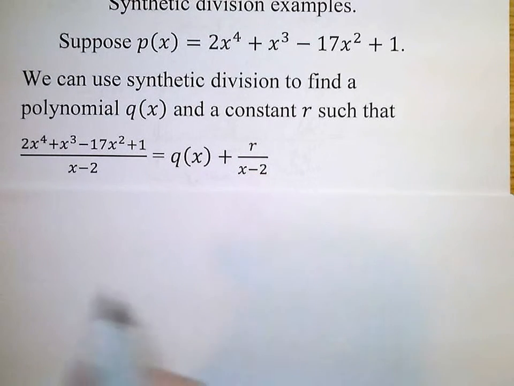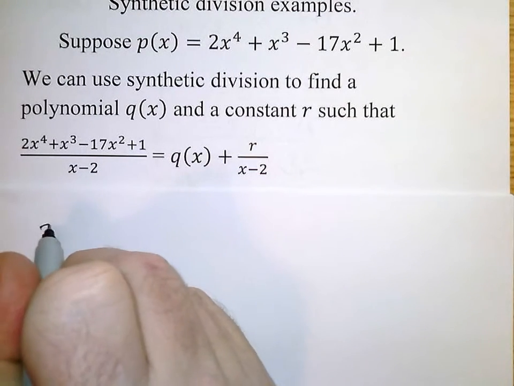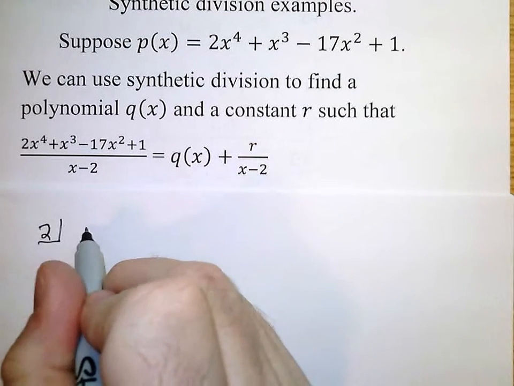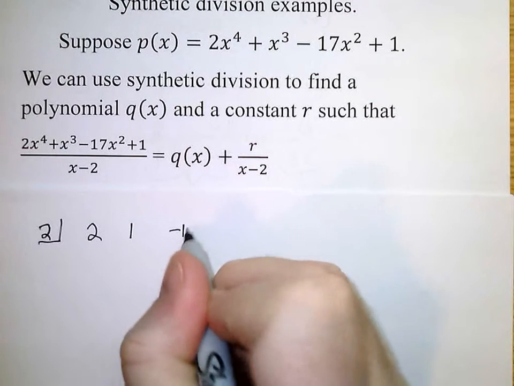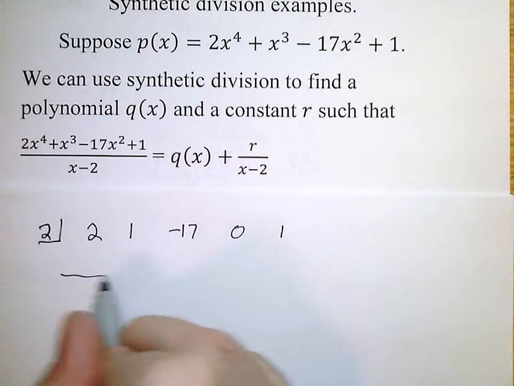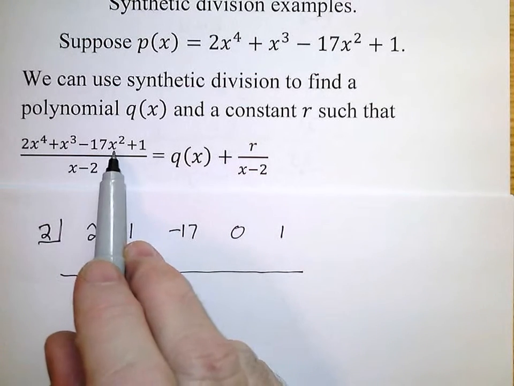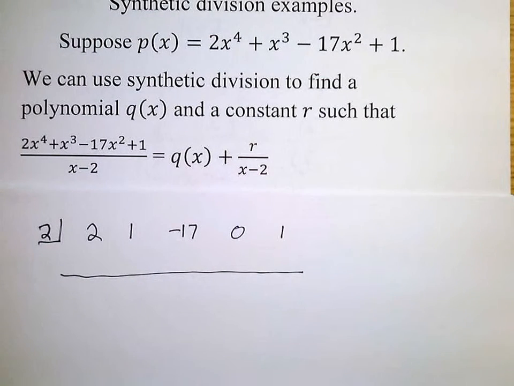And synthetic division is quite simple. I write this from x minus 2. I'm going to write 2 here. And I write the coefficients of the numerator here. So I have 2, 1, negative 17, 0, 1. This 0 here is because there's no x term. Negative 17x squared plus 0x plus 1. So if I'm missing terms, I have to fill this out.